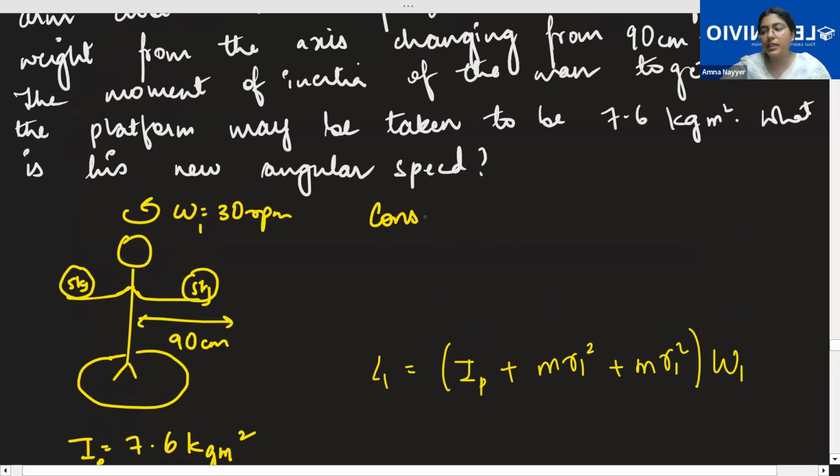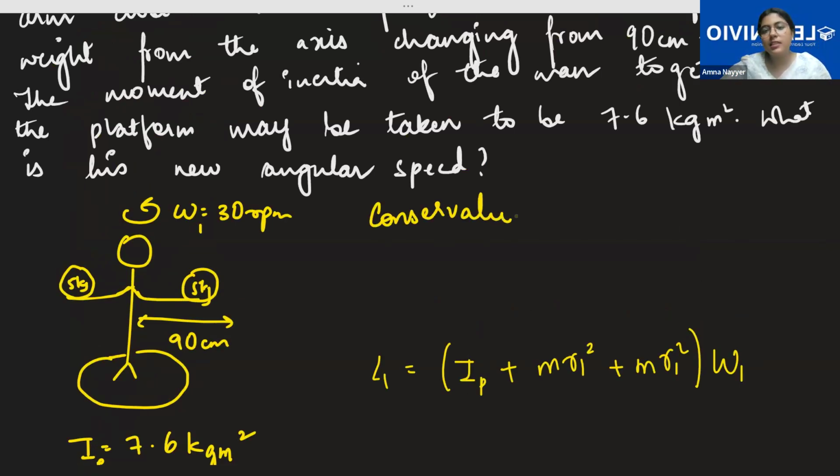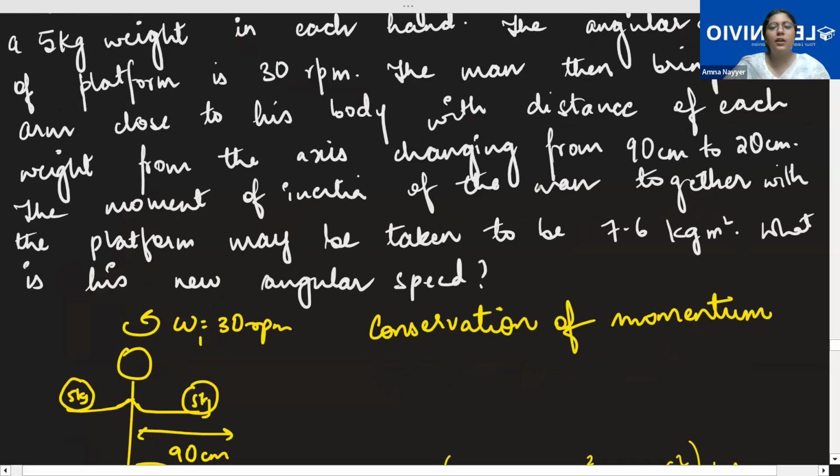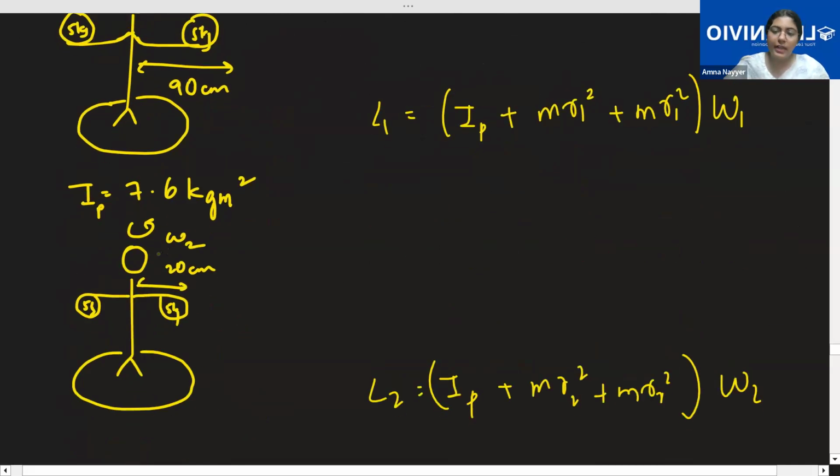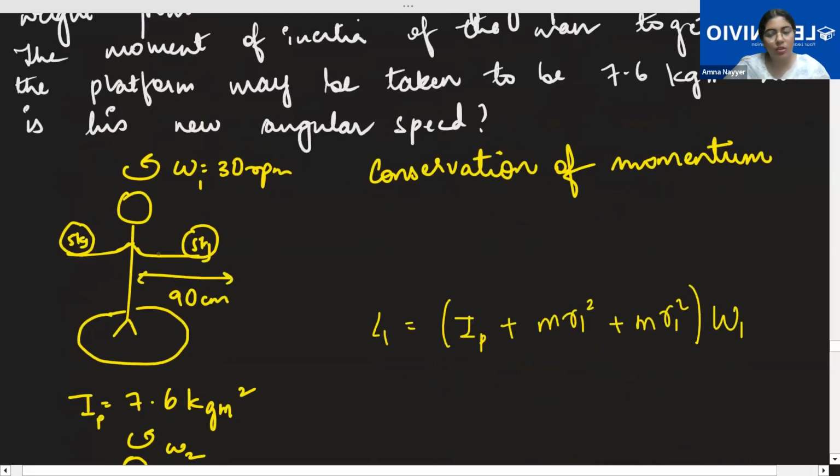Remember, momentum will be conserved. This is conservation of momentum. Okay, this is the conservation of momentum. Now, first we'll calculate the angular momentum of this, then we'll calculate the angular momentum of this, and then we'll equate both of these angular momenta to each other.